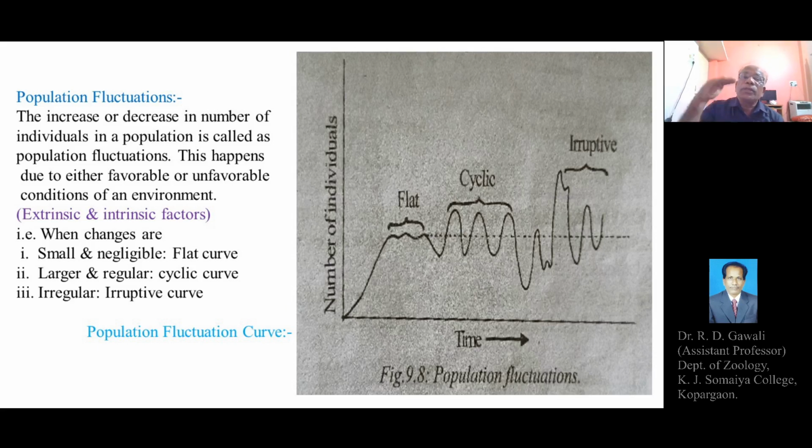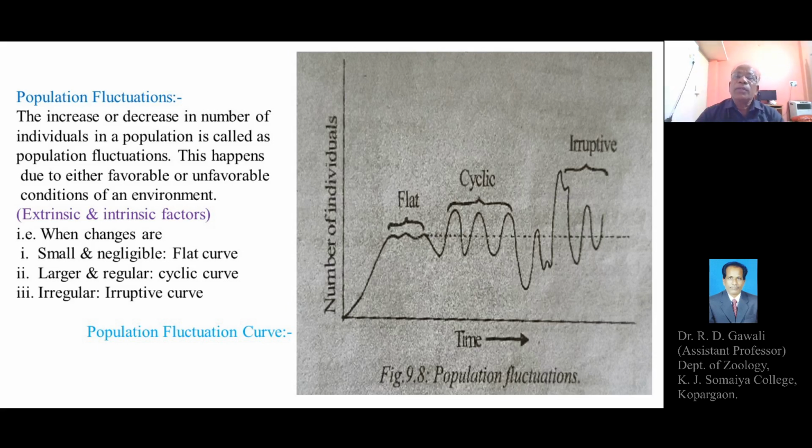Population fluctuation, that is, the increase or decrease in the number of individuals, may be due to either extrinsic factors, that is environmental factors or the carrying capacity of the environment or the respective habitat, or intrinsic factors, that is biotic factors or the biotic potential of the population or the species in a particular area or habitat.